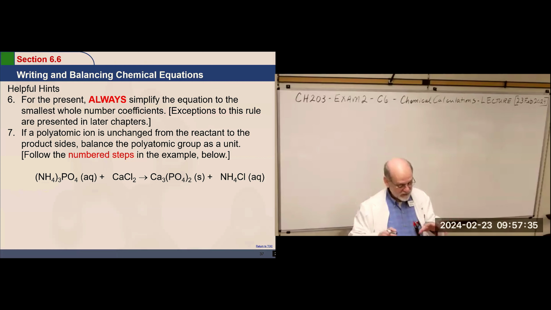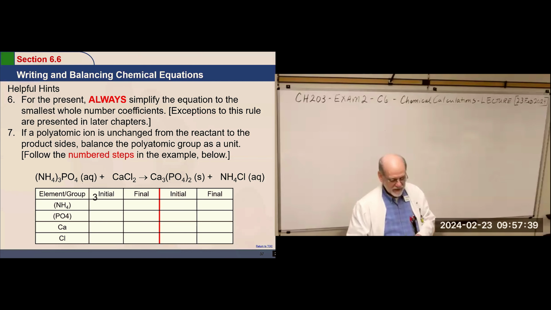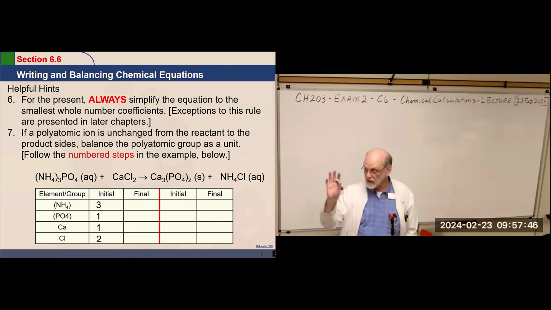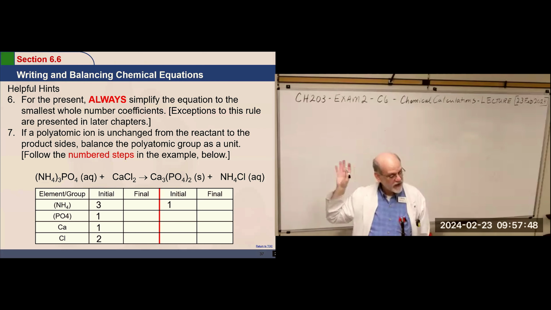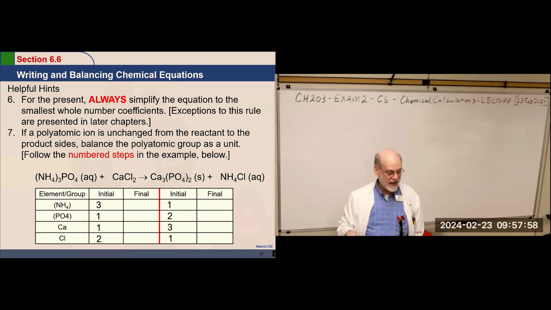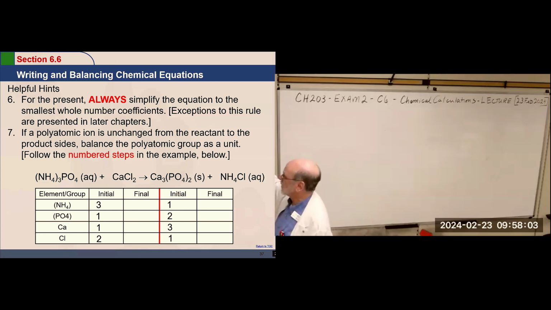Now, if they're written correctly, we do our tally. And notice that if you've got a polyatomic on the left-hand side and the right-hand side, and it didn't break apart in the process, you can use it as a balancing group. That saves you a lot of headaches. You don't have to count individual atoms with those. So we got ammonium over here, we got ammonium over here, and no nitrogens in between.